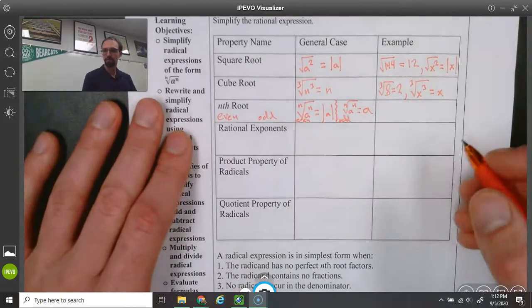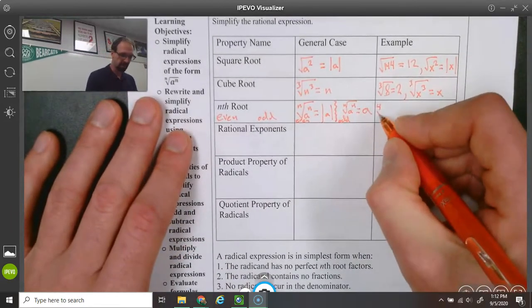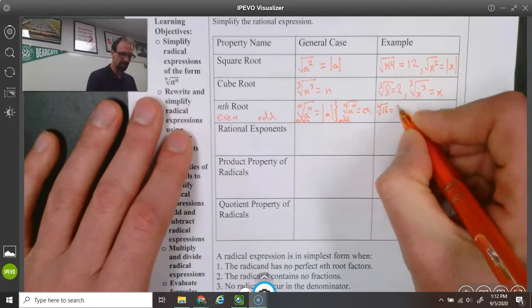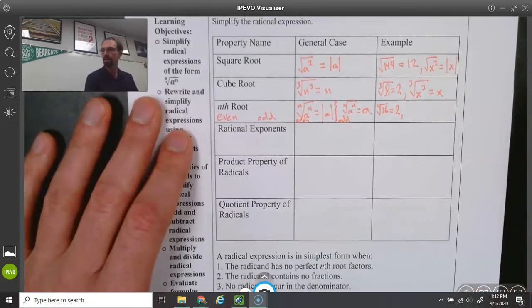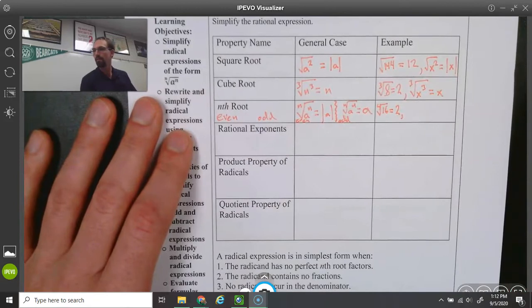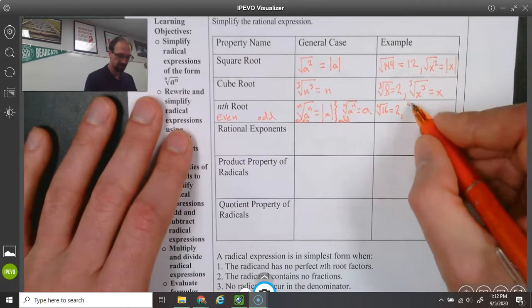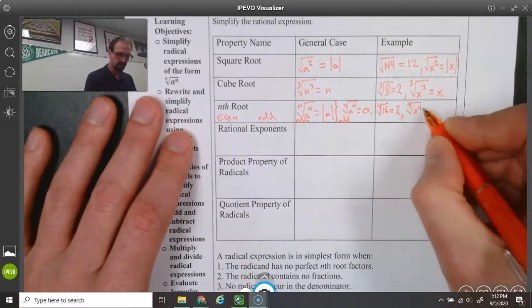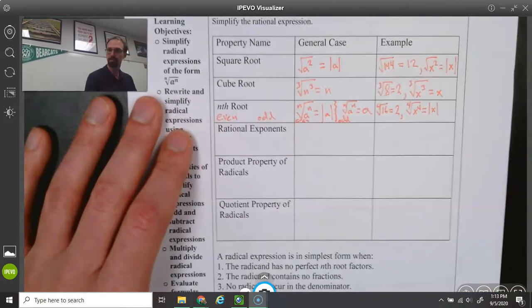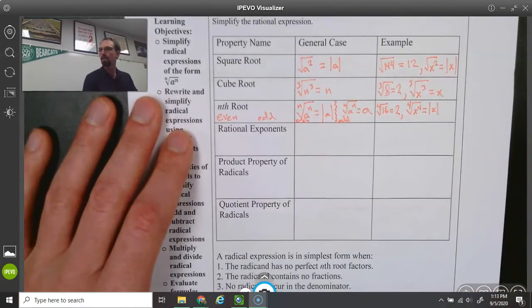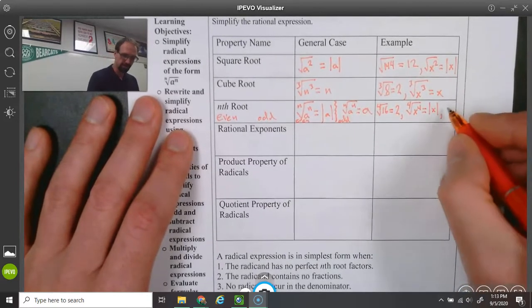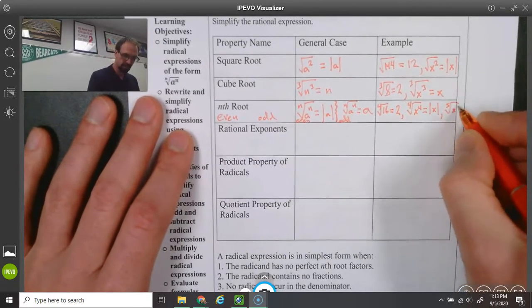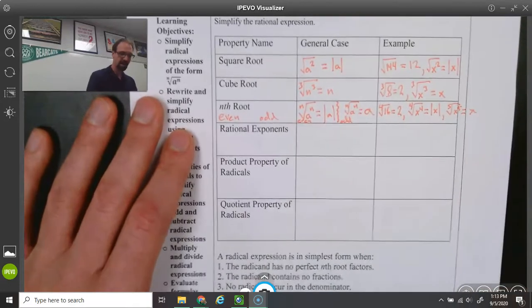Some additional examples. If I take the fourth root of 16, that gives me 2. If I take the fourth root of x to the fourth, I get the absolute value of x. And if I take the fifth root of x to the fifth, that just gives me x.